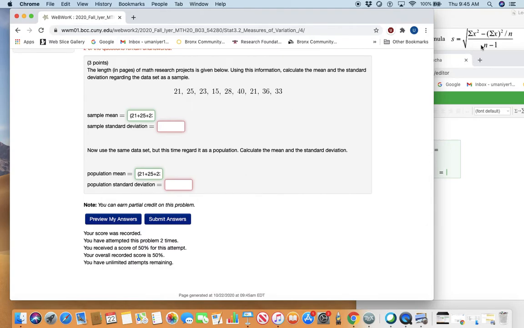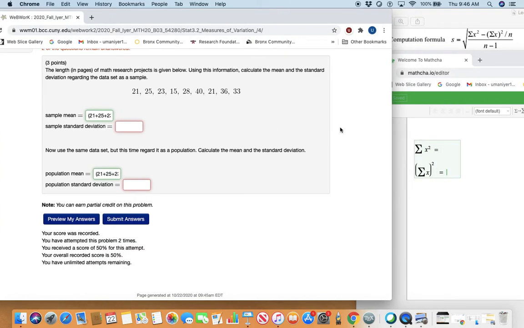Standard deviation for a sample is this formula, square root of all of this. For a population standard deviation, the only difference is you don't have n minus 1. You have n. That minus 1 is not there for population. So let's figure out the sample standard deviation. I need to first figure out summation x squared and summation x, power 2.